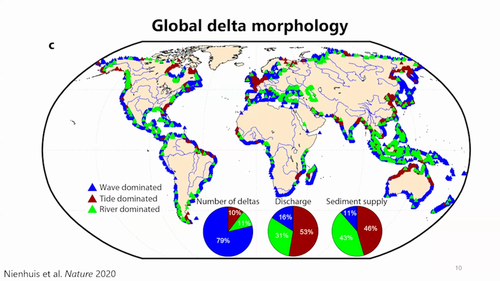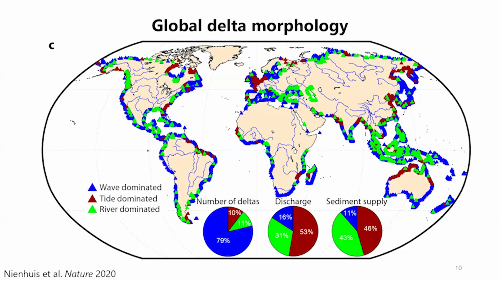But looking at global fluxes, and as we're trying to combine global fluxes for deltas and carbon, I think it's nice to see that when you look at the discharge, we find that about 50% of all global water discharge enters the ocean through tide-dominated deltas. About 31% enters the ocean through river-dominated deltas, and 16% enters through wave-dominated deltas. With sediment supply, it's even more heavily weighted towards the tide and river end members.